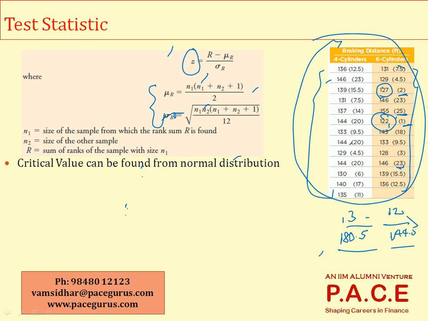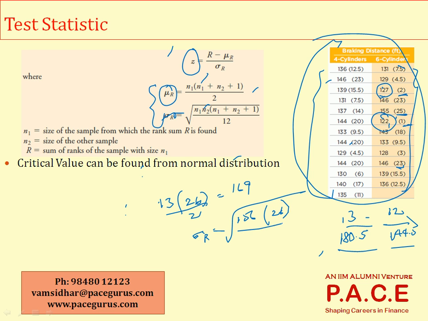What is it that I am doing in terms of arriving at my Z score? N1, 13, into N1 plus N2 plus 1: 13 plus 12 plus 1, 26, divided by 2, which makes my mu equal to 169, which is the mean of the ranks. The standard deviation of the ranks works out to the square root of N1 times N2, 13 times 12, 156, into N1 plus N2 plus 1, 26, divided by 12. 13 into 12, so this becomes 13 directly.